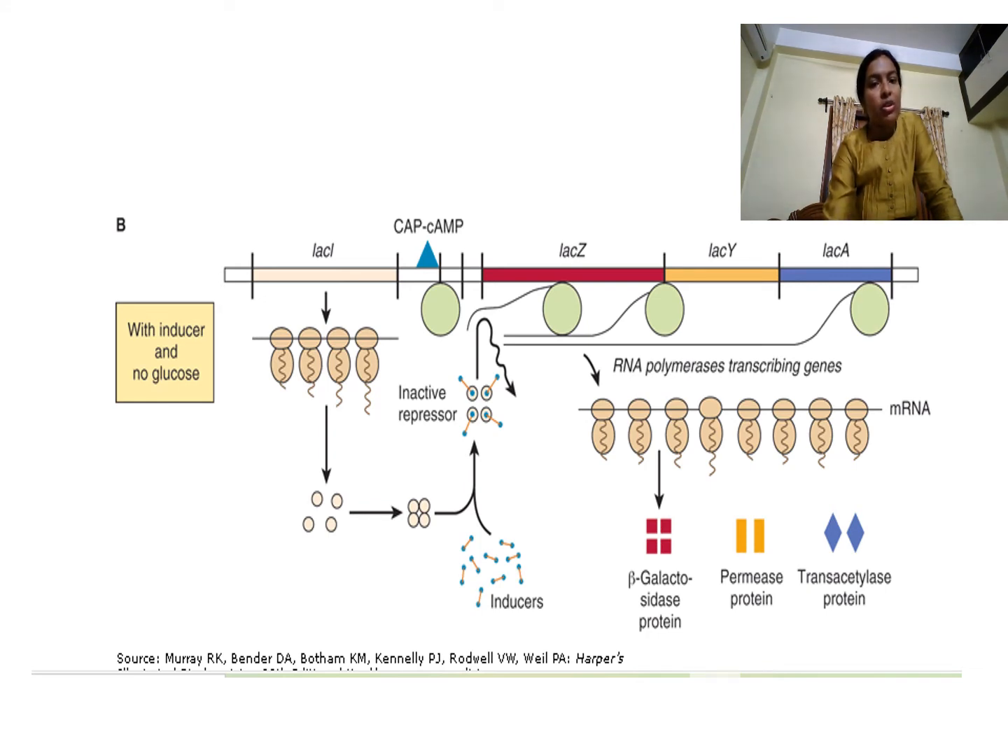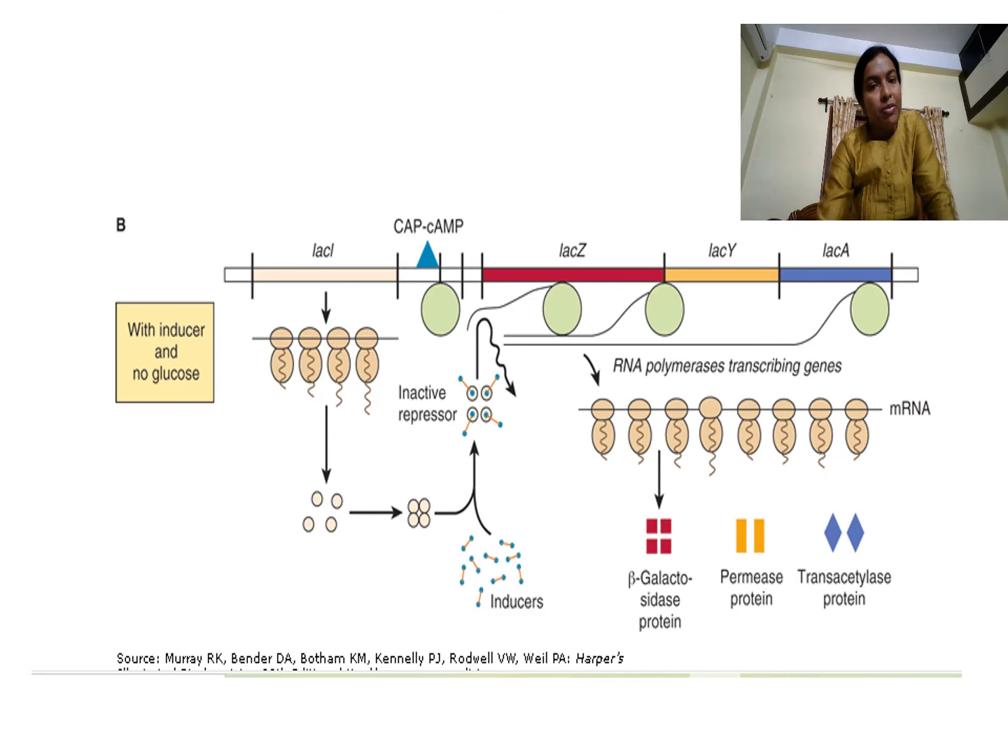So the repressor molecule cannot bind at the operator site. So the operator site becomes free. Now the RNA polymerase can bind at the promoter site and transcribe the downstream genes, and there is increased synthesis of the enzymes beta galactosidase, galactoside permease and transacetylase. So this is a typical example of induction.